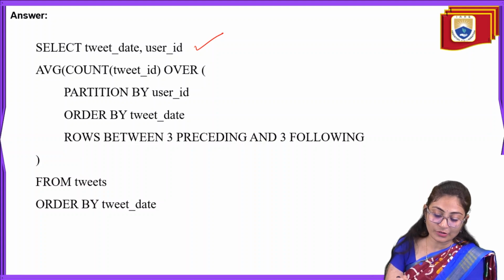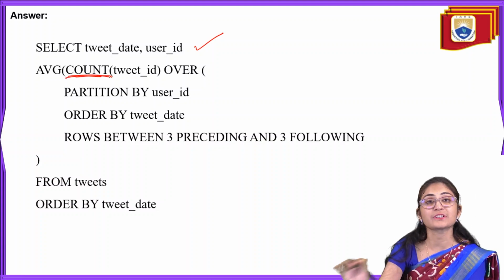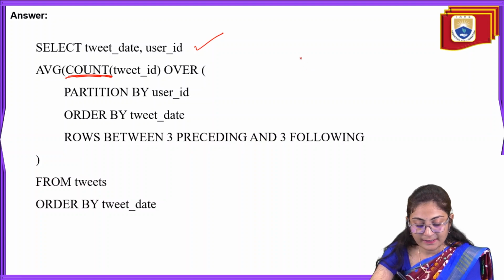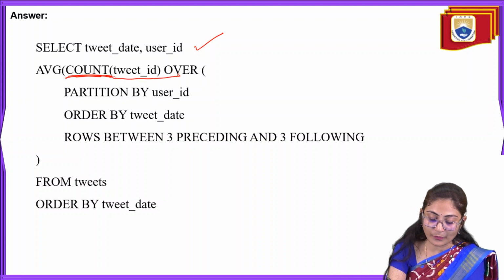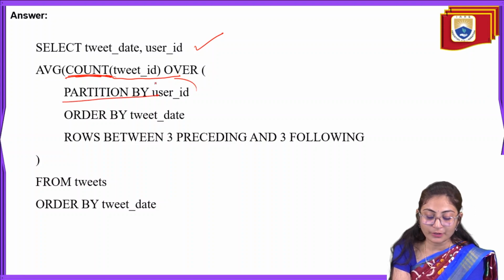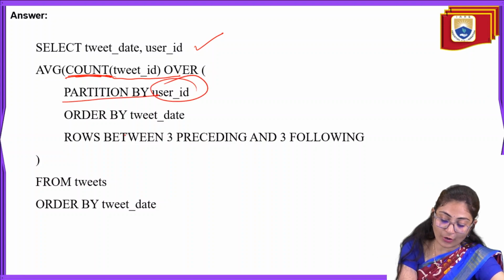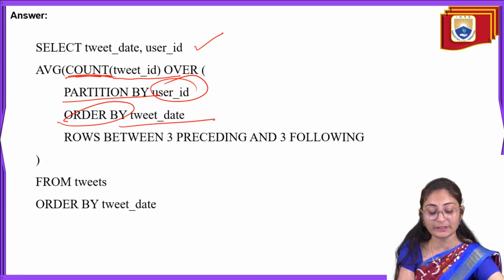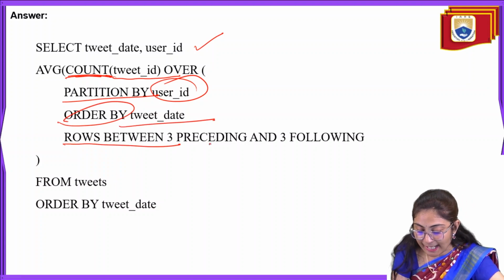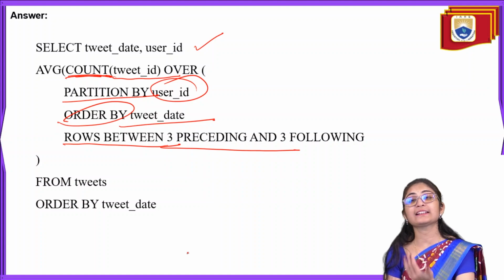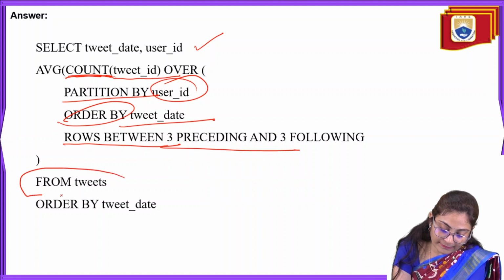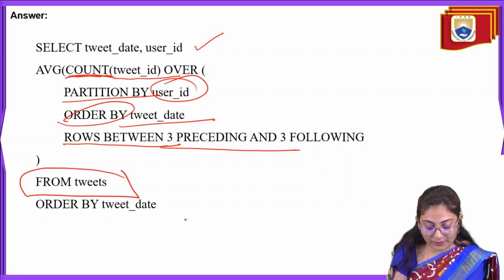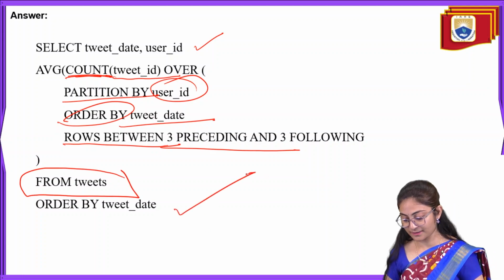So for the average, first we have to use the count function, that is the count function of the tweet ID over what? Partition by user ID. We have to use the order by, that is the tweet date, and the rows between 3 preceding and 3 following, you have to mention it. Now you are selecting from the tweets and ordering by tweet date, then you will get the answer.